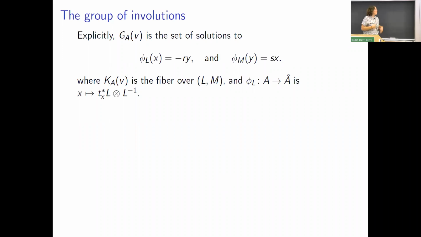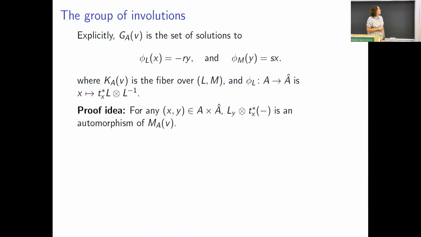So this subgroup G_A of V is dictating what the involutions are. So what is this subgroup? Well, it's the set of solutions to these 2 equations, where phi_L is this map from A to the dual, which sends a point to the induced translate of the line bundle L by that point, tensored with L inverse. So this spits out a degree 0 line bundle, which I think of as a point in A hat. Similarly for phi_M, it goes from A hat to A.